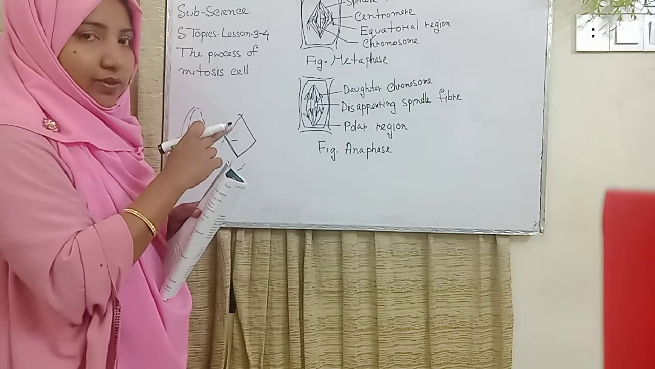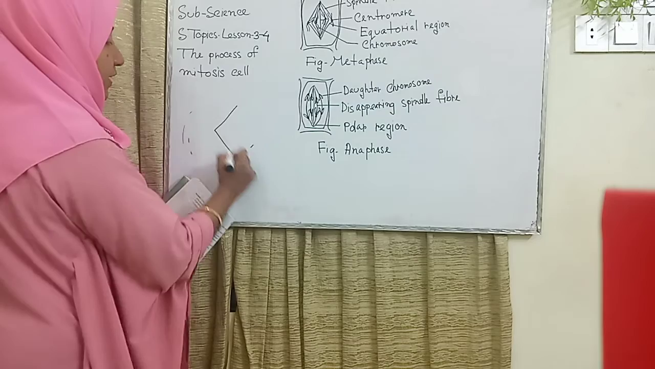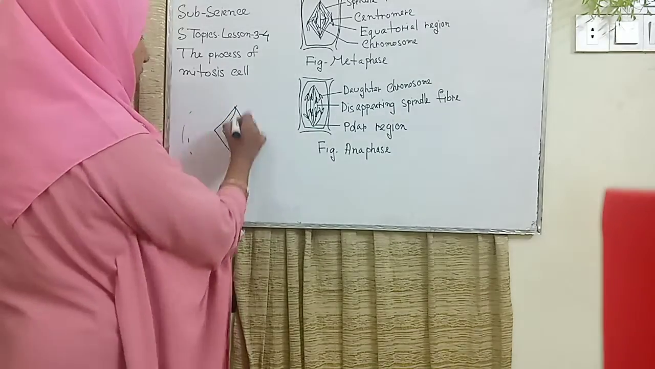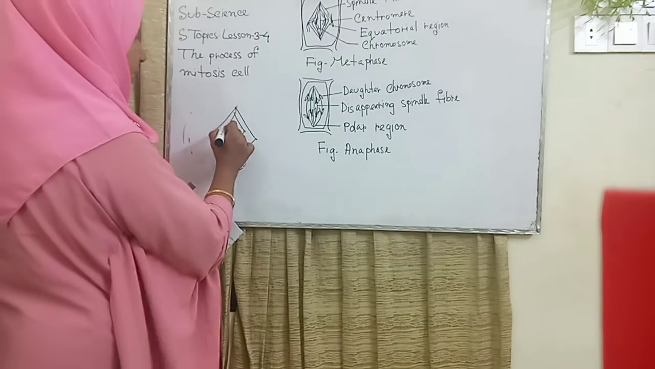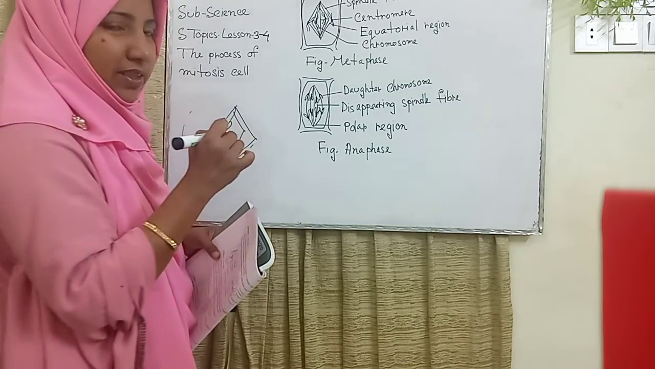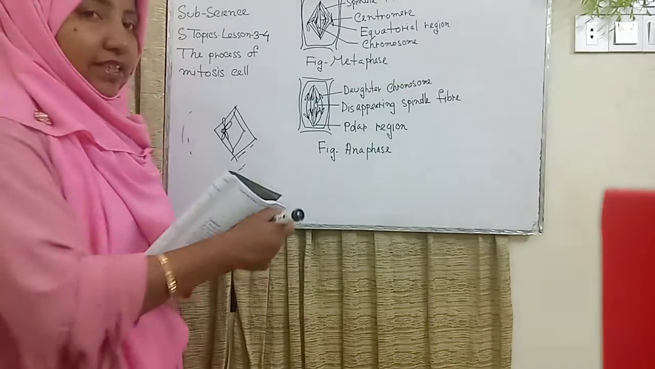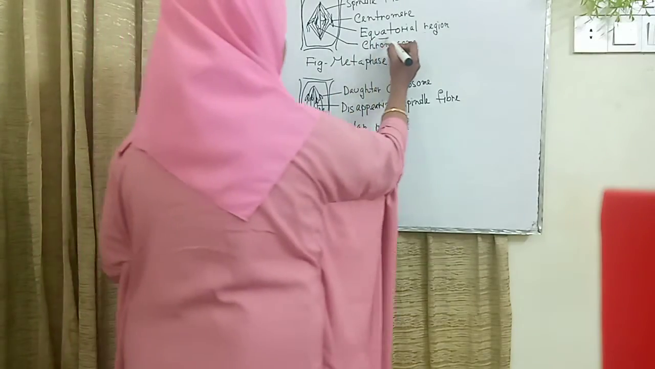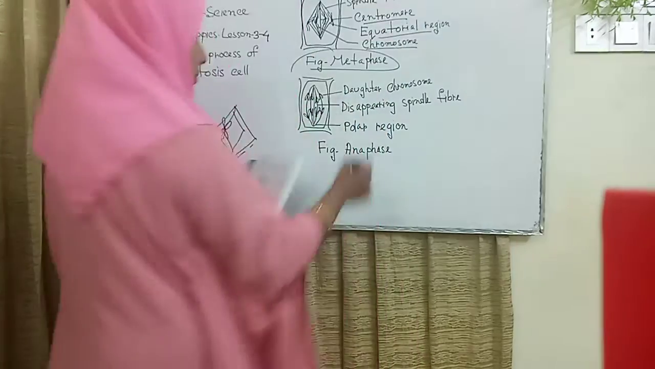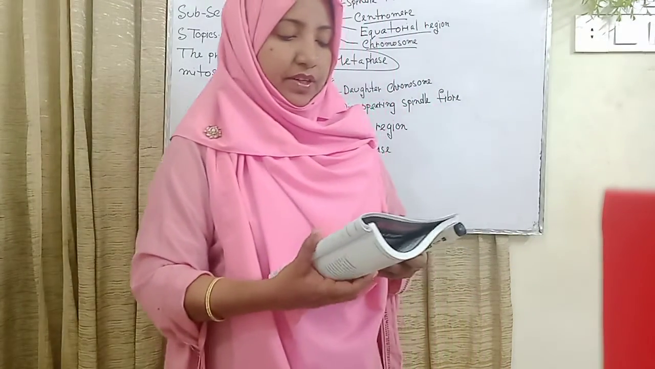Again I draw this structure and the labeling. Here is the labeling. First, this structure has this shape. Again there is the spindle apparatus and their structure is the chromosome. This structure is not a chromatid, basically they are chromosomes, and the middle structure is the centriole, the equatorial region, the chromosome and also the centromere. This structure is the metaphase, attached to the centromere by spindle fiber.